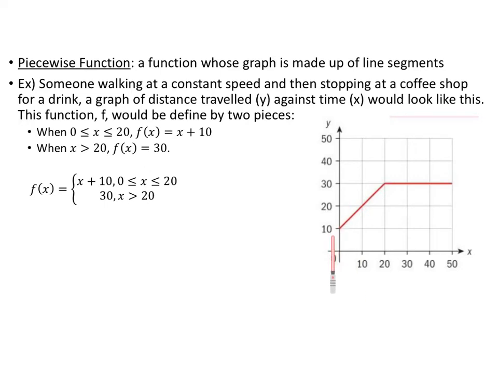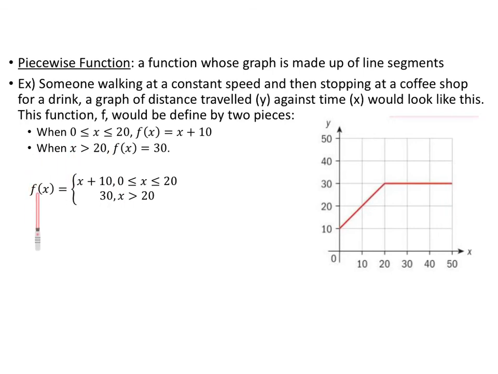like. So you can see between 0 and 20 minutes, they have this constant increase in distance, which they're defining to be f of x equals x plus 10. And then at 20 minutes, you can see they stop and they're sitting and drinking coffee because their distance is no longer increasing. So now we just have f of x is equal to 30.